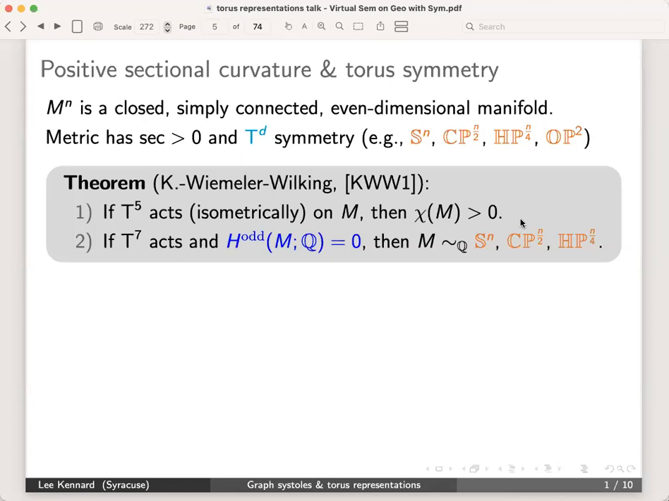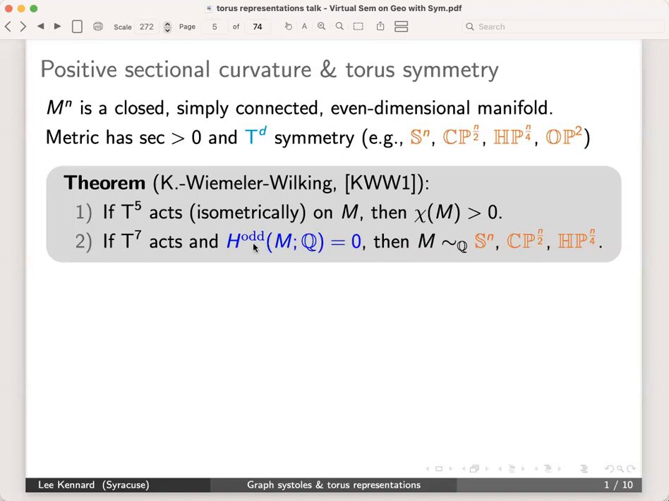This is conjecturally true. Hopf conjectured this in the 1930s without any symmetry assumption, but this is the best evidence. At the time, this was the best evidence in the presence of symmetry for this. There were previous results with torus symmetry, but the rank of the torus was bounded below by a constant that depended on the dimension of the manifold. Here, it doesn't. So that was what was really exciting about this result.